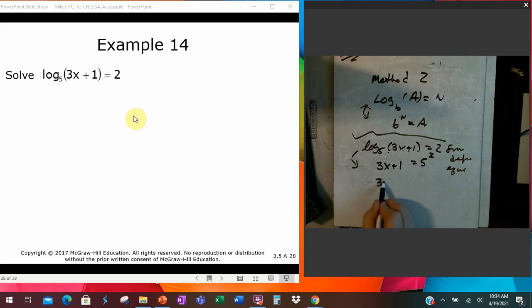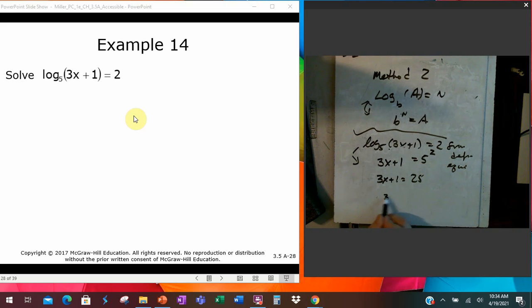So now this is what I'm solving. 5 times 5 is 25. Okay, so 3x minus 1, and then divide by 3. 3 8s are 24, so that would be the 8. Okay. 3 times 8 is 24 plus 1 is 25. This is 5 squared. That should be the very same thing. Okay.